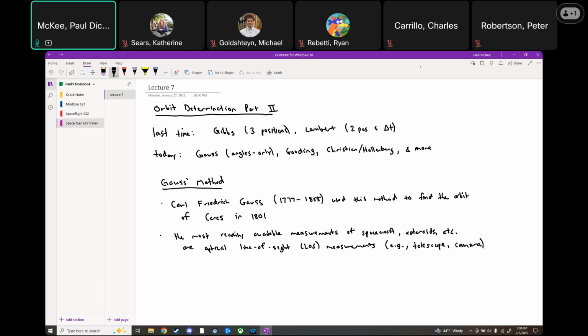It's a lot easier to take angular measurements, so azimuth and elevation, or right ascension, declination, to a body with a telescope, and then wait a little bit and take those again, and then wait a little bit and take those again. So we need an orbit determination method that only uses angles.